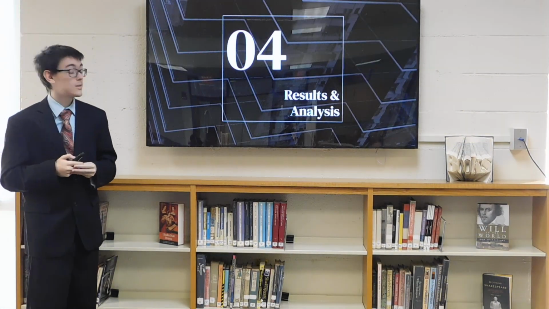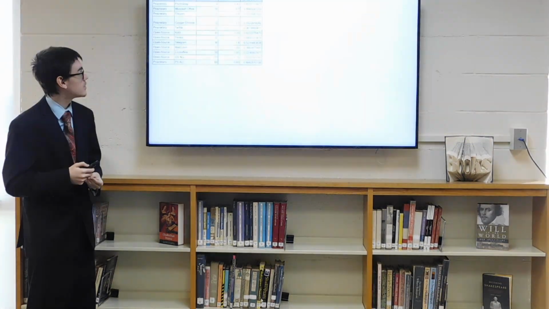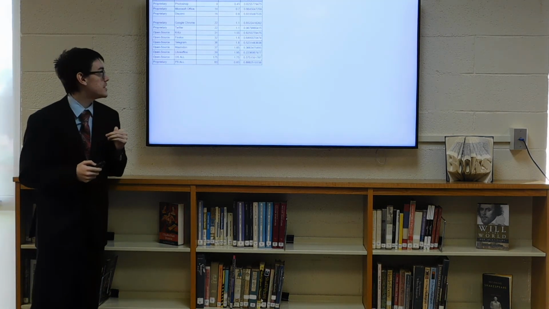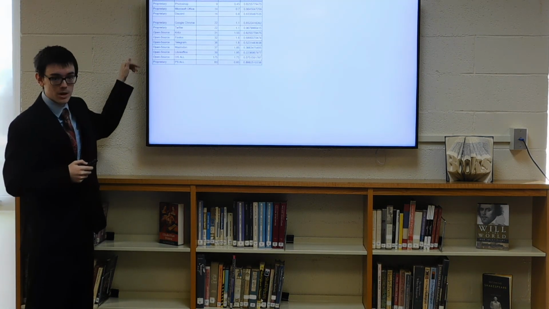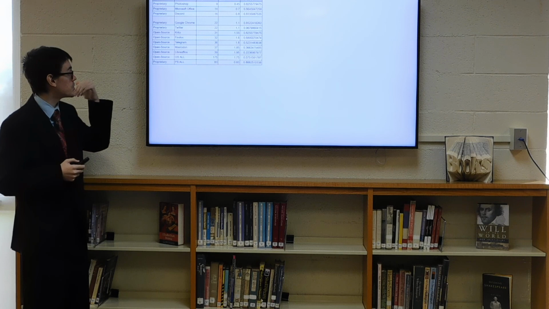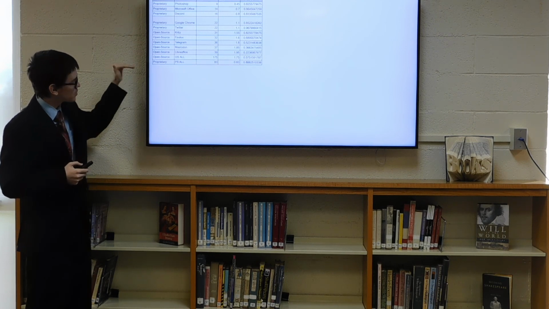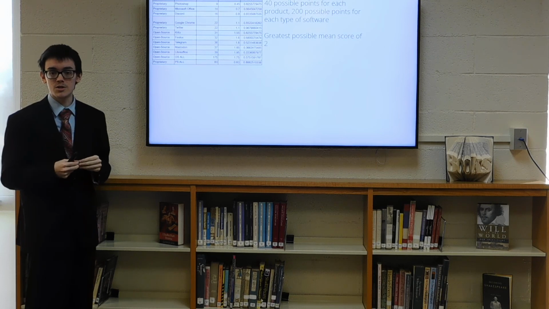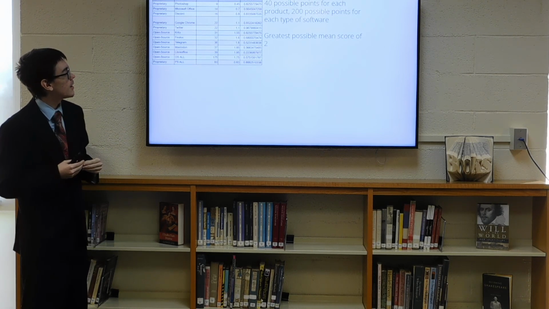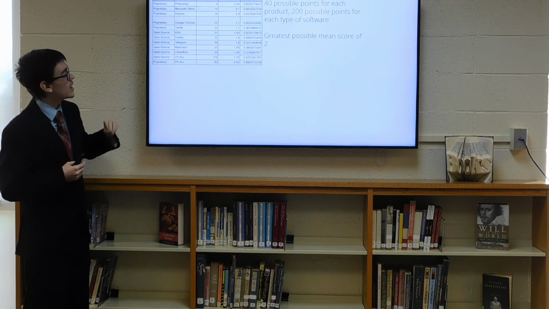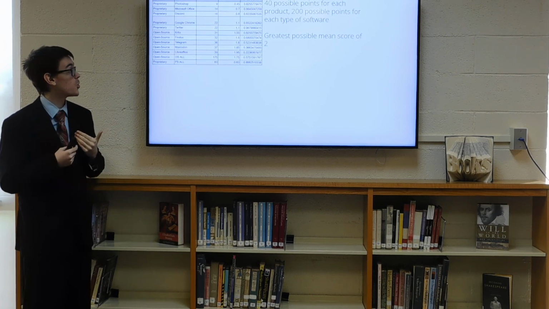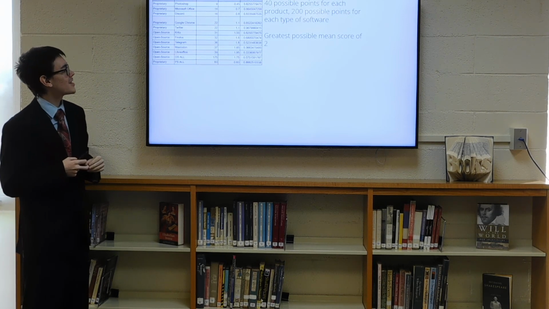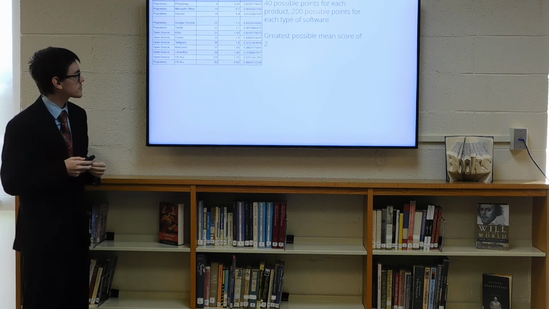With all that being said, let's move on to the final results. So here's a table of all of the data I collected. These bottom 2 represent the combined scores of all open source and all proprietary, open source, proprietary respectively. Each product can score a total possible of 40 points, and each of these 2 software types can score a total possible score of 200. The greatest possible mean score is 2.